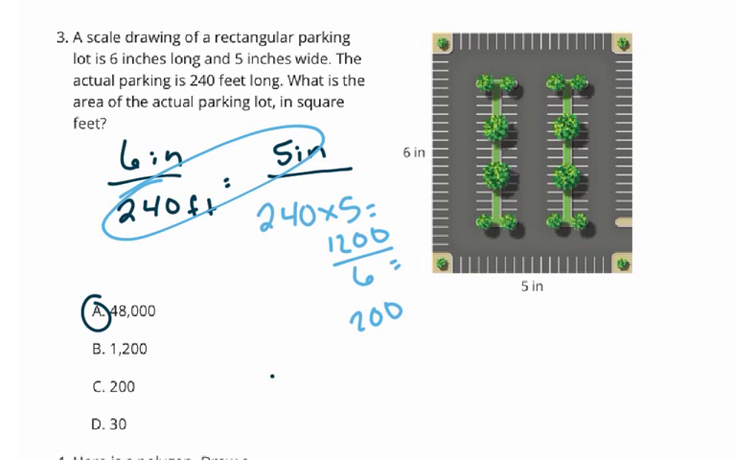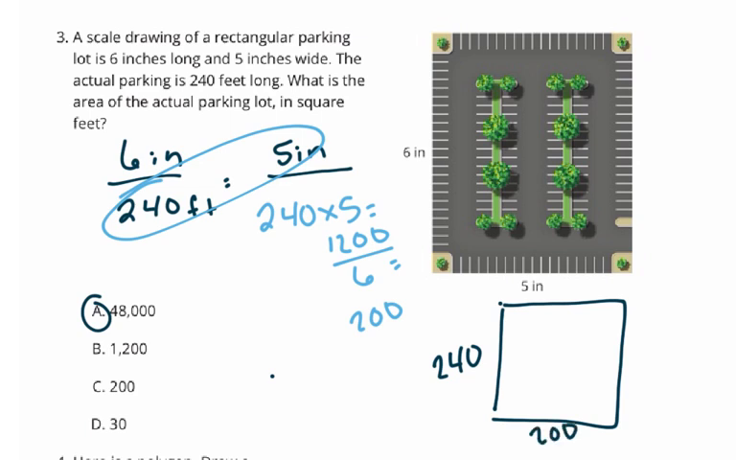So even though this is an answer choice, that does not mean we are done, because all I have found is that my parking lot is going to be 240 long and 200 wide. So now I have to find the area of that. And so to find the area of a rectangle, we just do length times width, or base times height. In this case, we're going to have 240 times 200. And so we can see that this method gets us the same answer of 48,000.